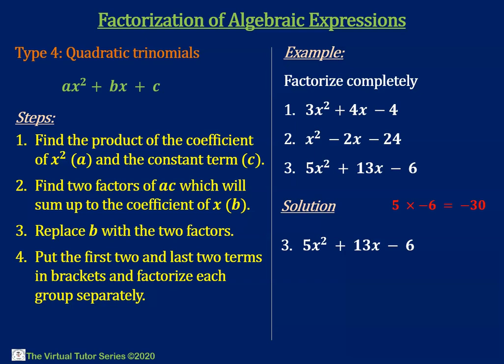The coefficient of x is 13 and two factors of negative 30 which will sum up to 13 are negative 2 and 15. Therefore, we put negative 2 and 15 in place of 13. So the expression becomes 5x squared minus 2x plus 15x minus 6.